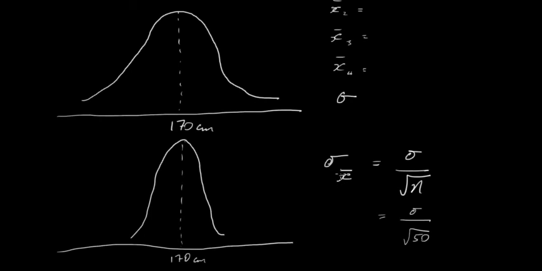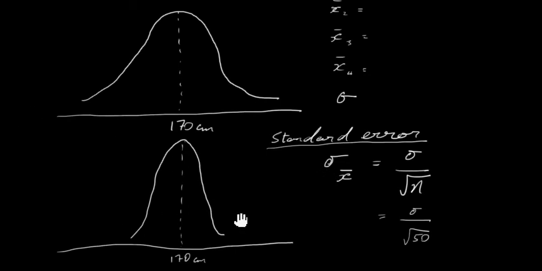So this here is called the standard error. So the standard error is the standard deviation of the sampling distribution of our sample means. This sigma here is just standard deviation, the standard deviation of our population. So both are standard deviations, but this is for the population, and this here is for the sampling distribution of our sample means.